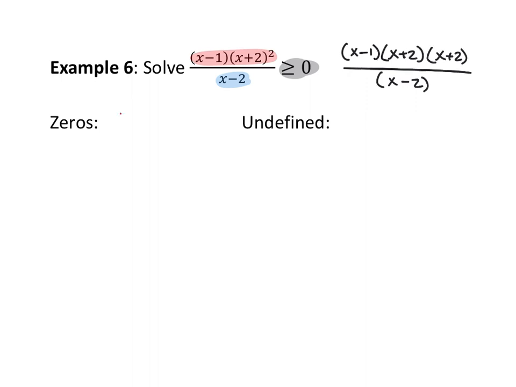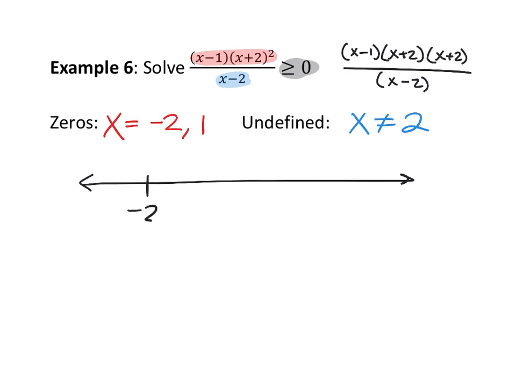Either way, what are the zeros of this rational function? 1 and negative 2. I'm going to write them in number order because I can't help myself. What are the undefined values here? 2. X is not allowed to be equal to positive 2 because of the denominator. So on my number line, I would have the values negative 2, 1, and 2. Which ones get open circles? Which ones get closed? Negative 2 and 1 get closed. Very good. Which means 2 is an open circle.